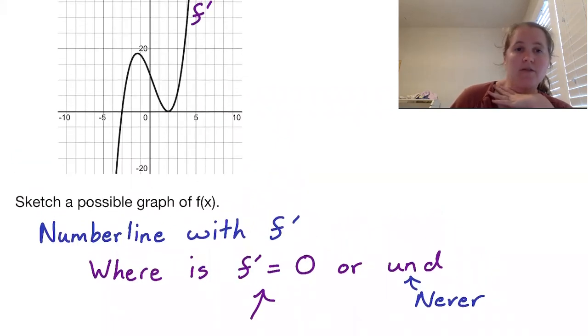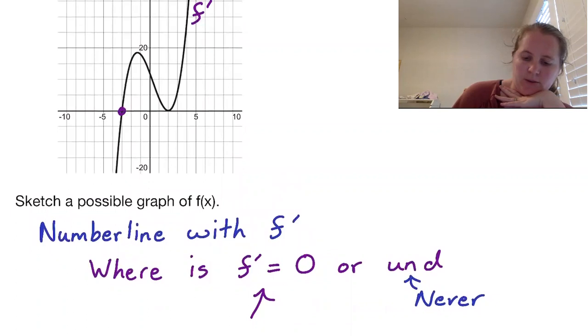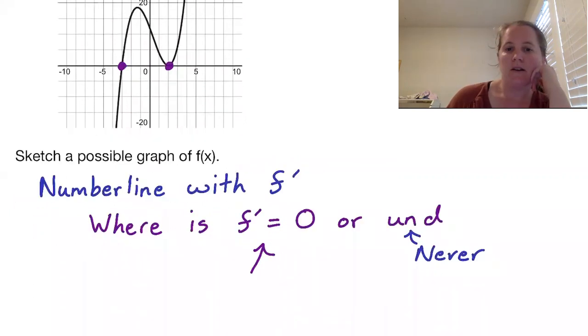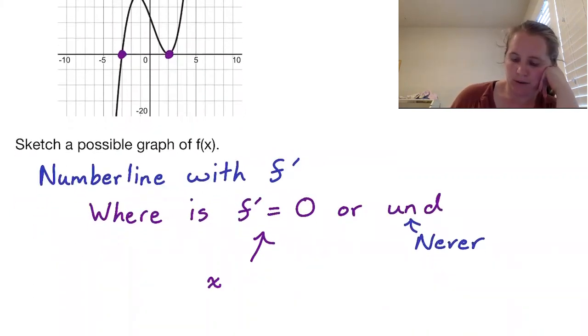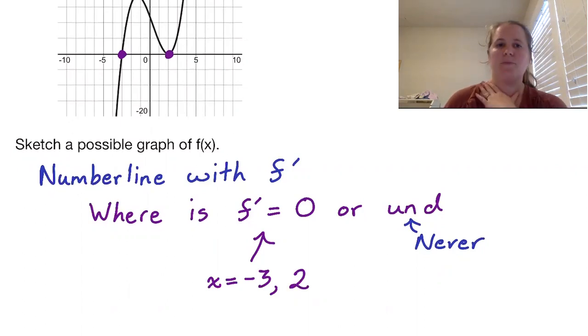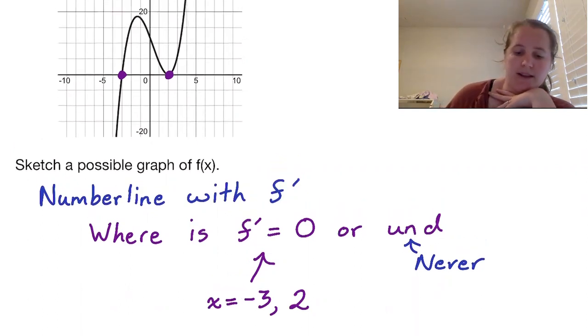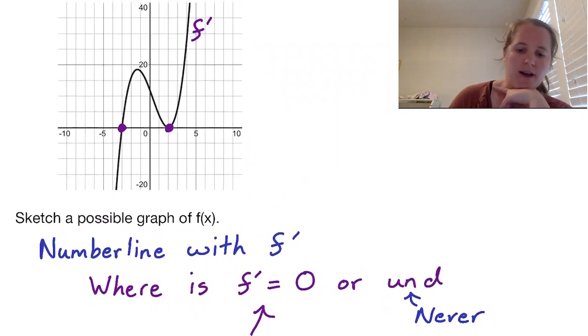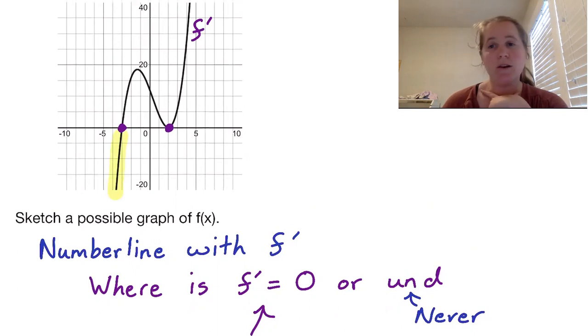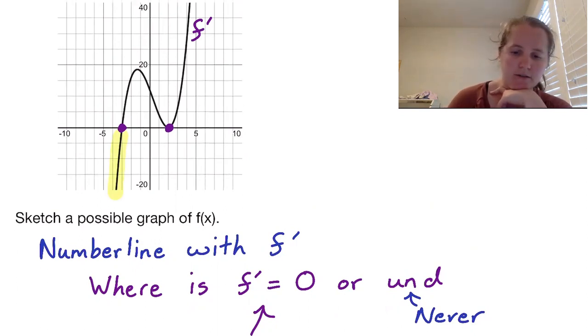Again, this is the graph of f prime. F prime equals 0 when we cross the x-axis. So this occurs when x equals -3 and +2. Then we'll need to figure out where our derivative is positive and where it's negative. For this whole stretch, until we hit the x-axis, f prime is below 0. F prime is negative.